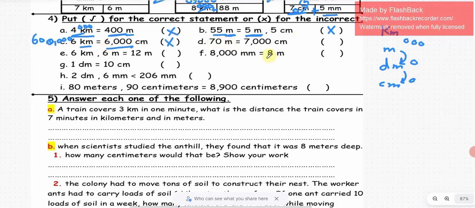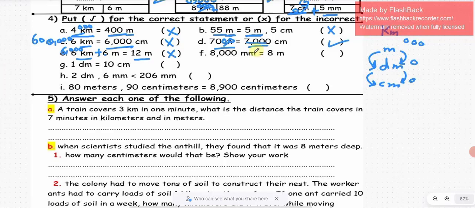70 meter equals 7,000 centimeter. Let's check. From meter to centimeter, there are 2 zeros. So put beside 70 two zeros. It will be 7,000, so it's right. Here, 6 kilometer and 6 meter equal 12 meter. I'm going to add them, but change kilometer first. It will be 6,000 meter. Plus 6 will be 6,006. So this answer is wrong.